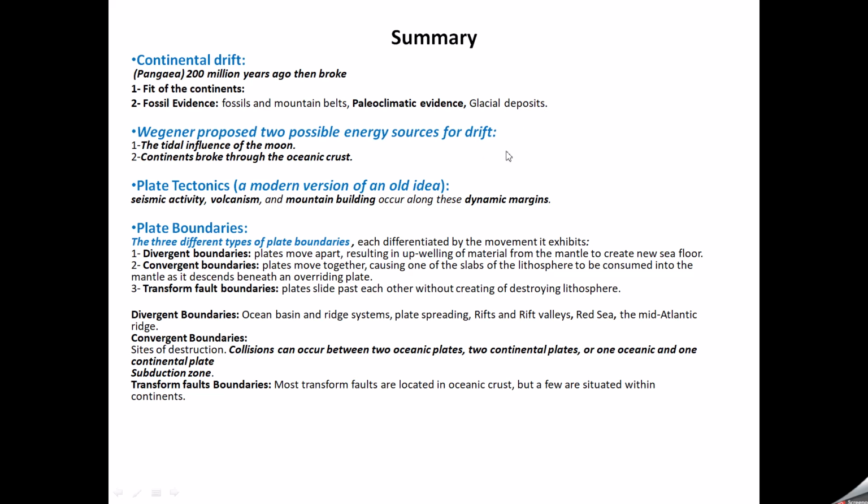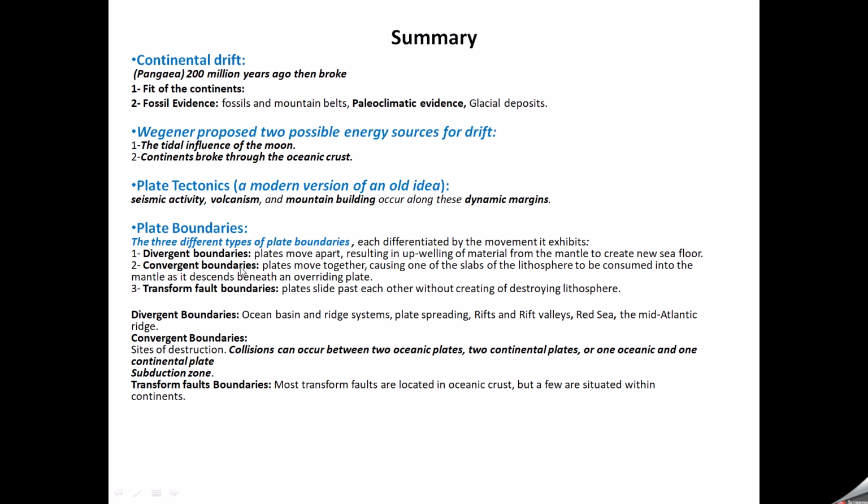Wegener proposed two energy sources for the drift: the tidal influence of the moon, and continents breaking through the oceanic crust. Both were wrong, not correct. The plate tectonics theory came in and corrected his ideas. And with plate tectonics, they discovered plate boundaries through seismic activity, volcanism, mountain building, and they found them to be dynamic margins.